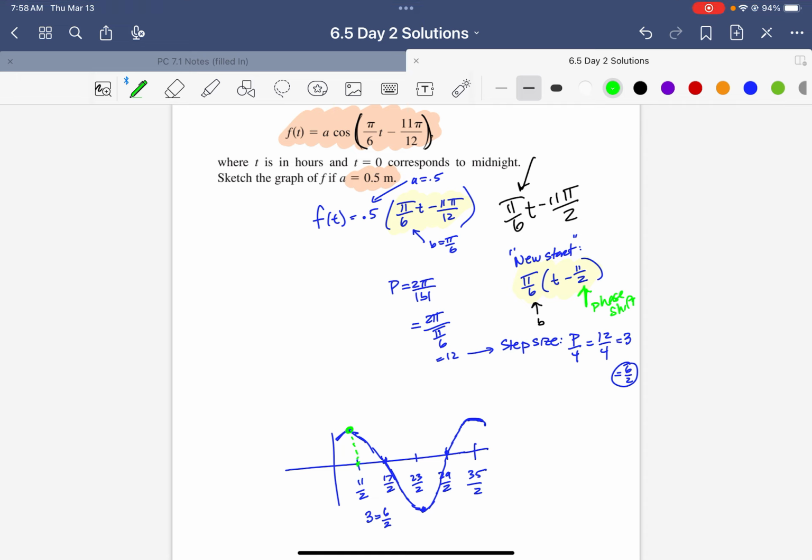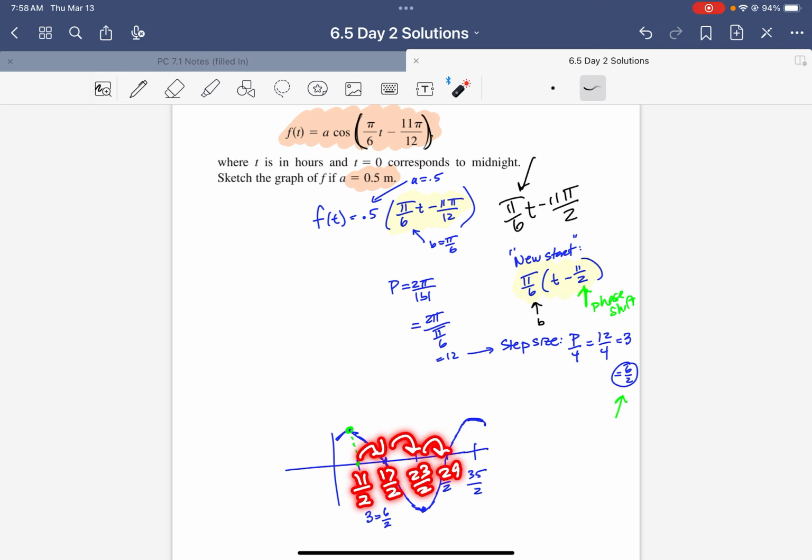And then since every step is of size 3, I can rewrite that as 6 over 2, so that when I start off at 11 over 2, I can take steps of size 6 over 2 every time to get all of my steps in my one cycle, right? I know that cosine starts at a peak, goes to midline, valley, midline, peak. I round it off at the top and the bottom. And since a is equal to 0.5, that means our amplitude is 0.5.